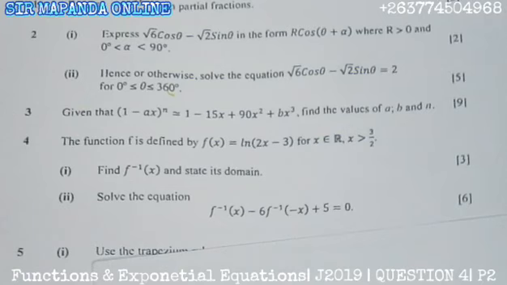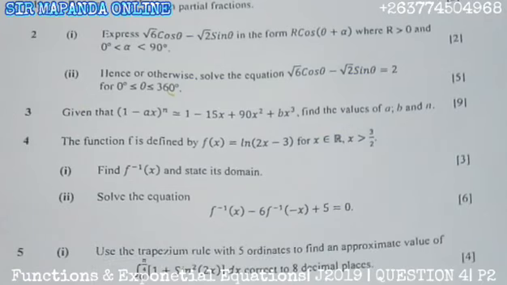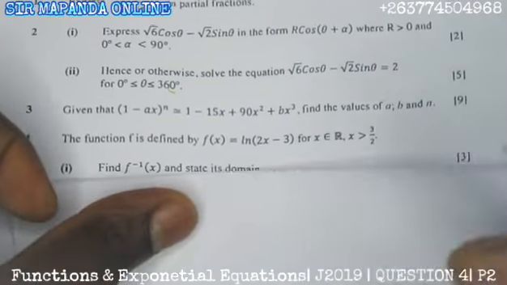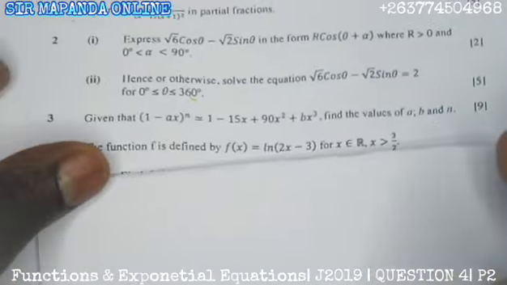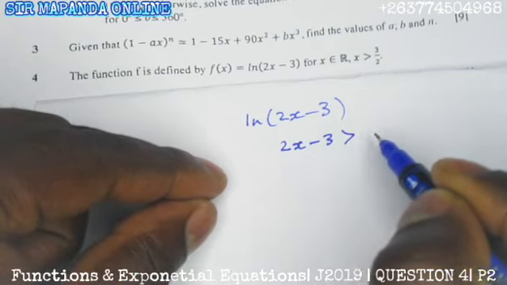When they say x is an element of real numbers where x is greater than 3 over 2, this is referring to the domain of this function ln(2x - 3). Remember, there is no ln of 0 and there is no ln of a negative number. So for this function to be valid, the terms inside the bracket must be greater than 0.